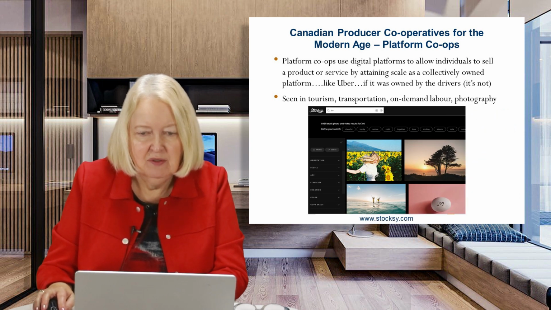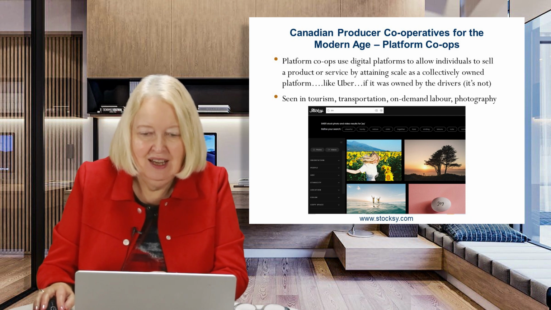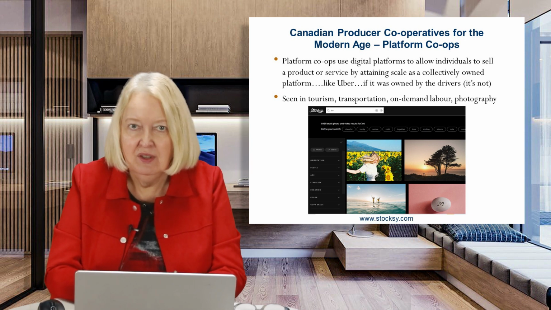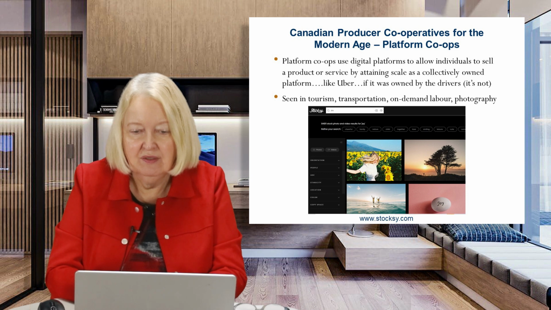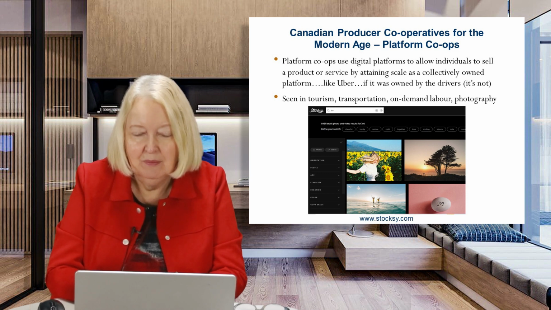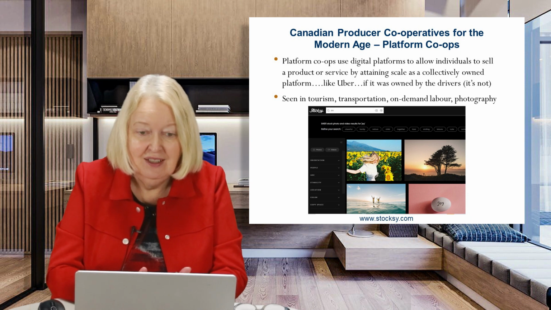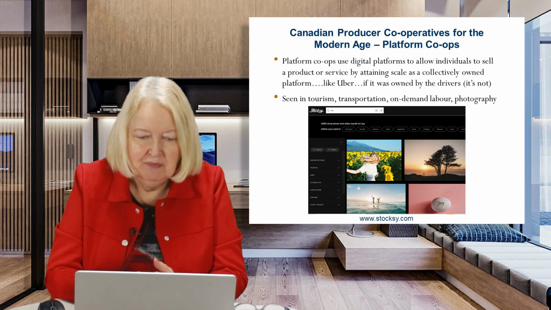Another type of producer co-op, which is more reflective, I guess, of the modern age we live in now, they're called platform co-ops. So platform co-ops use digital platforms to allow individuals to sell a product or service by attaining scale, such as a collectively owned platform. Think about Uber. Now Uber is not a co-op, but I'm just trying to give you this as an example. If Uber had been owned by its drivers, this is how it would be reflected.